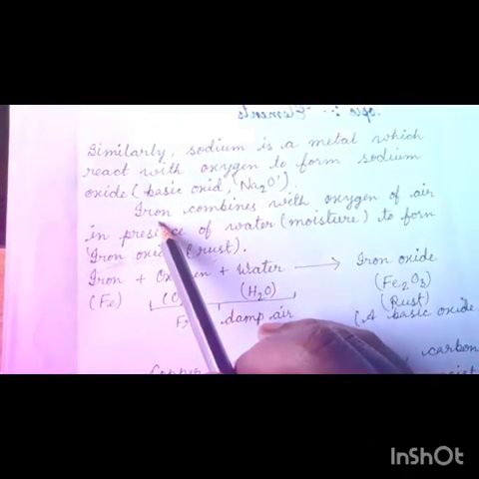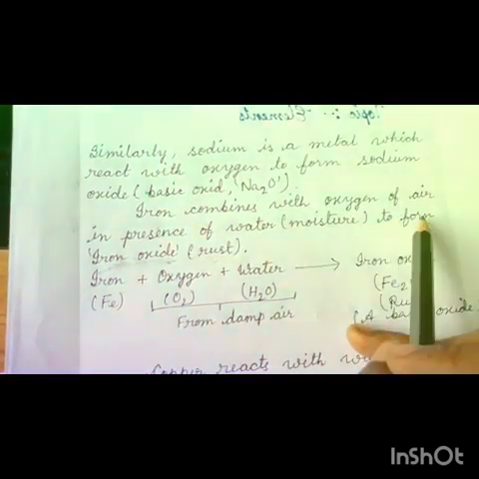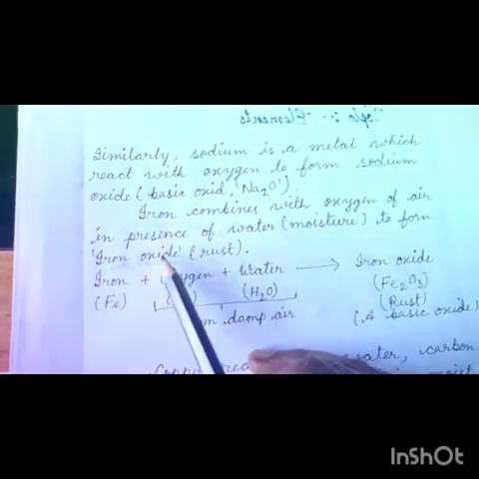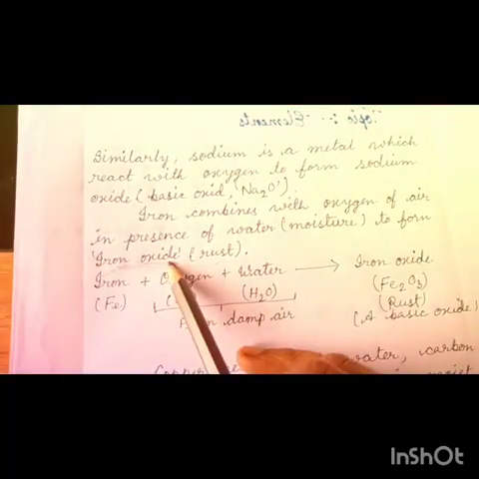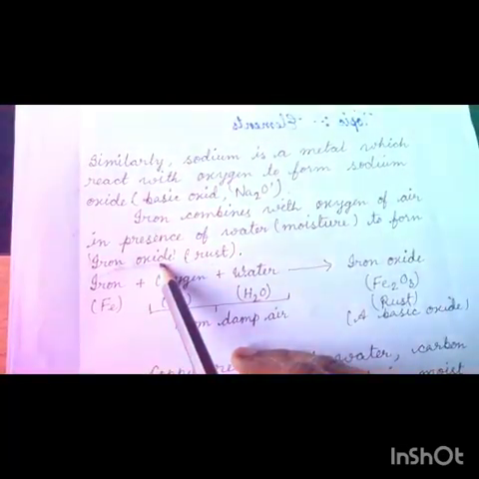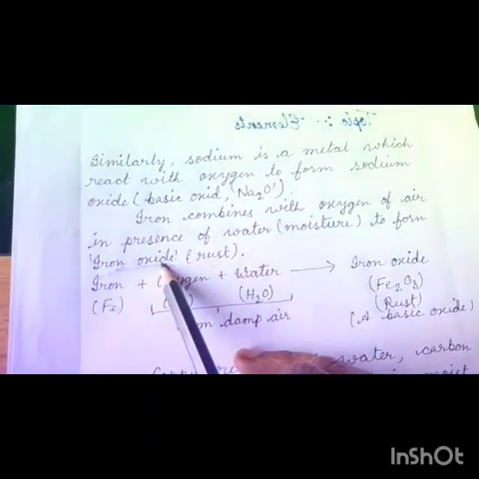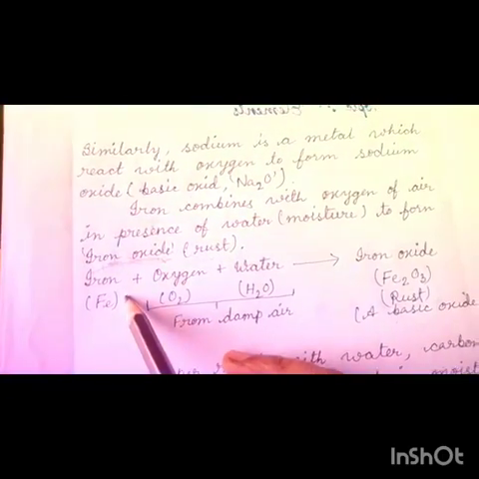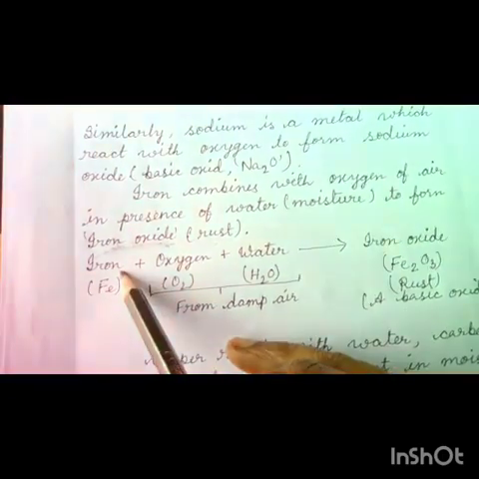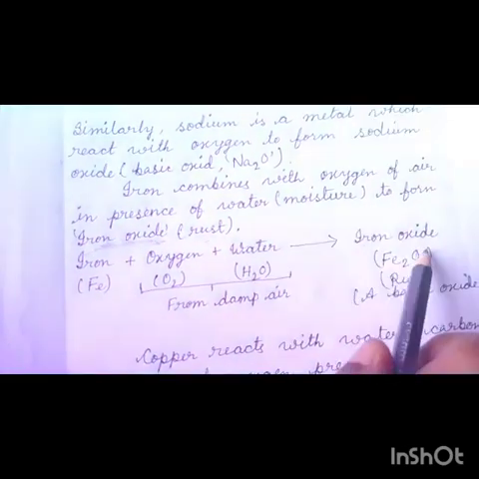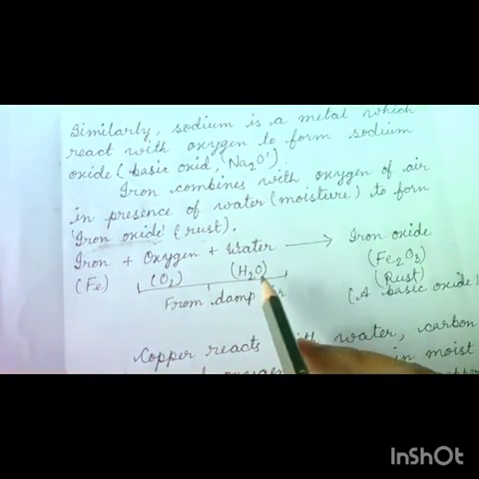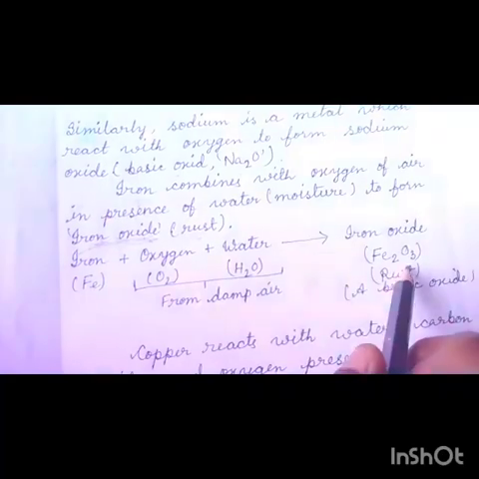Iron is a metal which combines with oxygen of air in presence of water or moisture to form iron oxide. Iron oxide is a reddish brown colored substance which is formed on the surface of iron, which is termed as rust, and this process is known as rusting of iron. Rusting of iron can be represented as iron plus oxygen plus water gives iron oxide. Symbol of iron is Fe, oxygen O2, water H2O, and iron oxide Fe2O3.